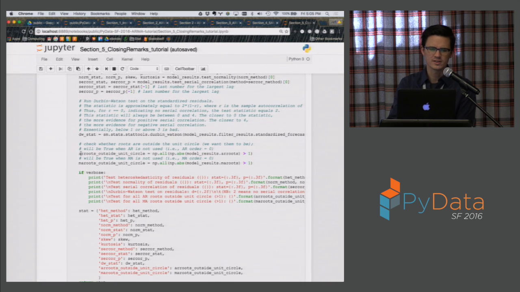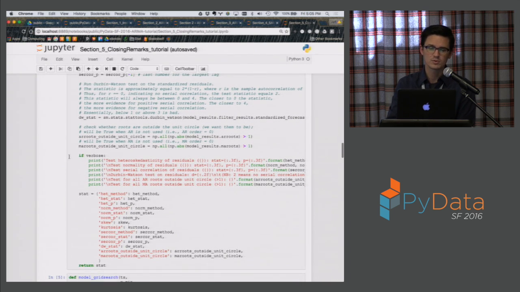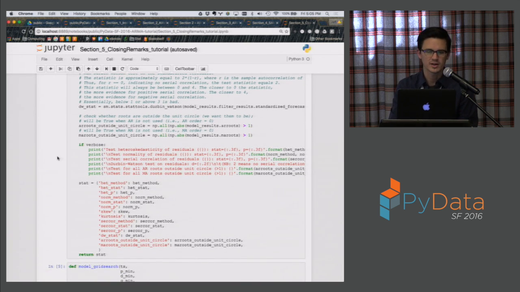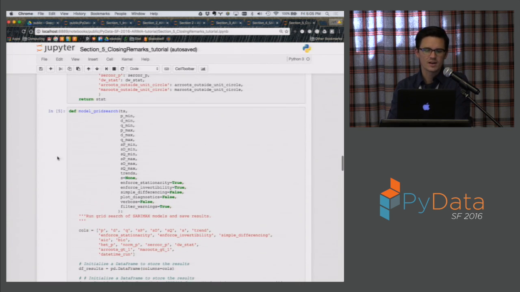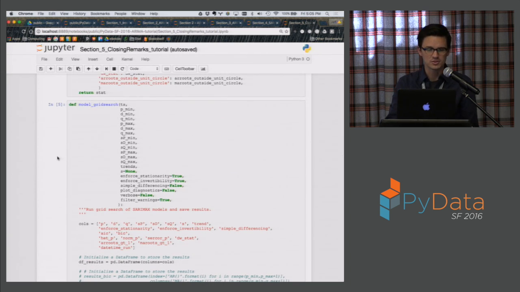We didn't get too much into this, but the roots of our characteristic ARIMA equation need to be outside of the unit circle. That tells us about stationarity and invertibility. And I've written a more extensive function here for doing a model grid search, a basic version of which you saw earlier with that 5x5 heat map.